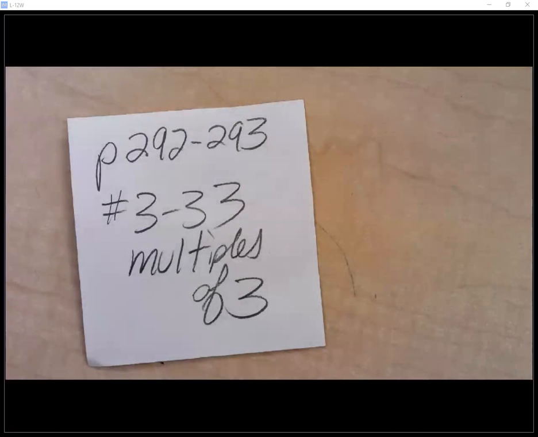Okay, so we're just doing multiples of 3 on these 2 pages. So go ahead and jot that down. I'll open that on Jupyter in just a moment.